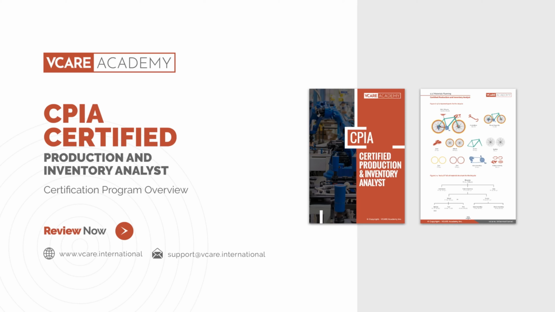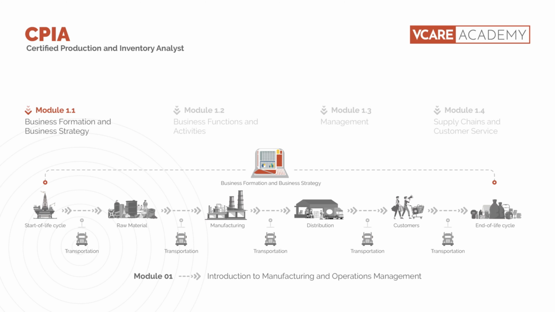And I'm going to be taking you through this Certified Production and Inventory Analyst course. This program consists of 5 modules, each of which is broken down into smaller portions. We're going to start with Module 1, which is the Introduction to Manufacturing and Operations Management.